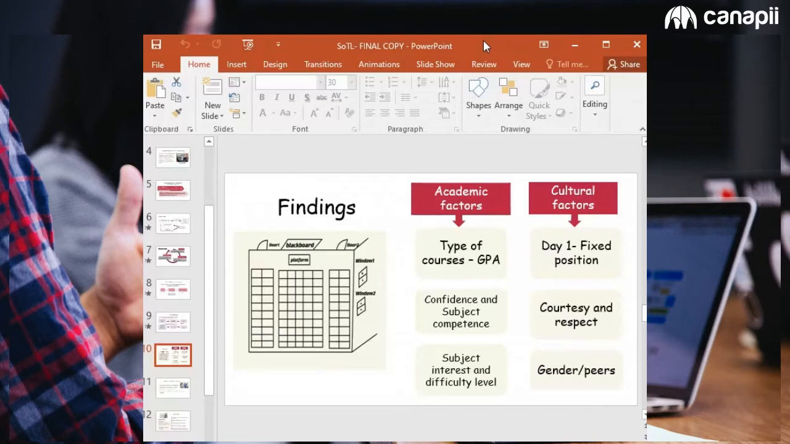Another important finding that really surprised me was about gender and peers. Students said they would like to sit close to their friends because there are certain elective courses which are taken by students of different disciplines. So they said we are always looking for our peers, and we asked why is that so, and they said, we feel more safe and confident sitting along with people who we know.